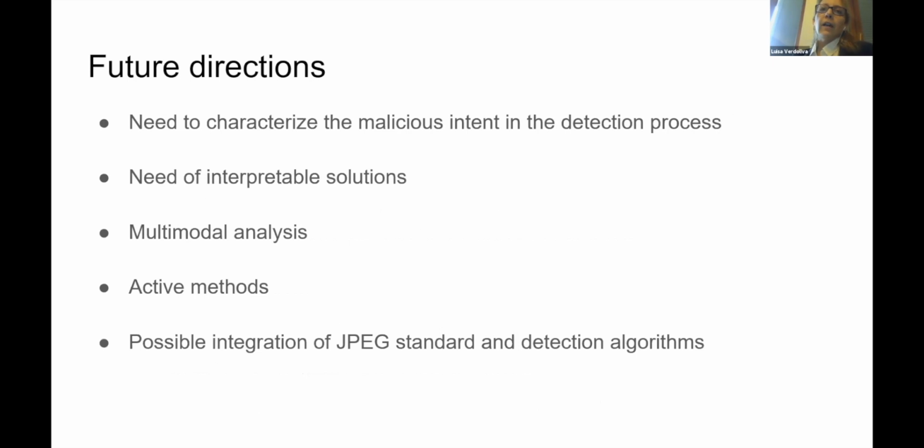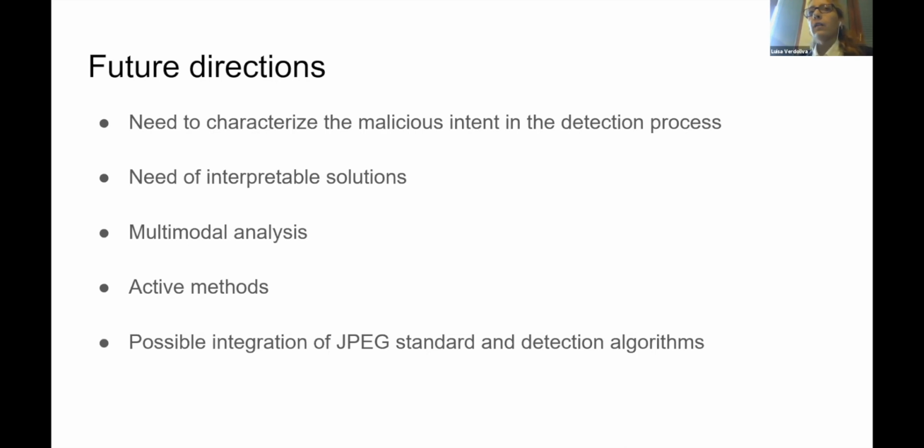As future directions, some of these topics are ones we are working on now. One important thing is how to characterize the malicious intent. This is quite important because if you have the spreading of fake news, you should know what is a manipulation which was not malicious, and how to characterize something that was made for a malicious intent. We need interpretable solutions. All these methods are based on deep learning, and it is quite hard to understand why they are working, why they are not working.